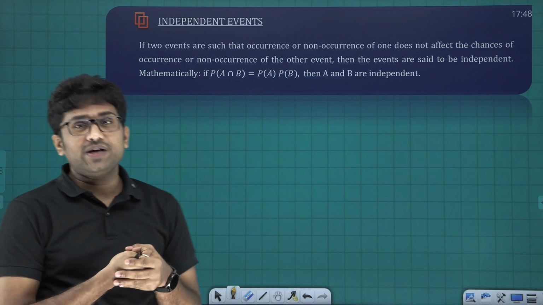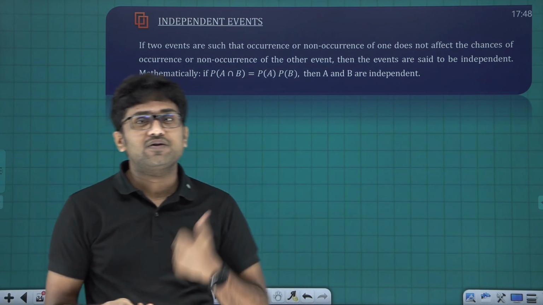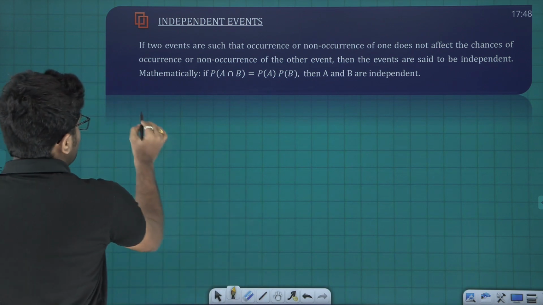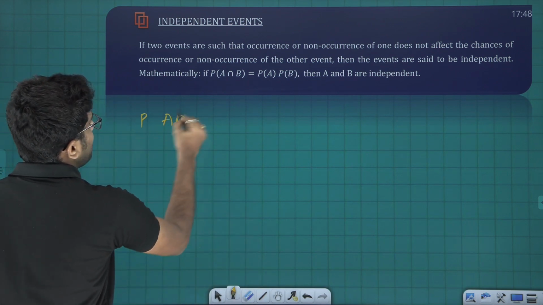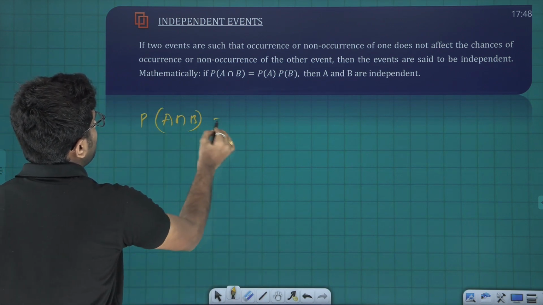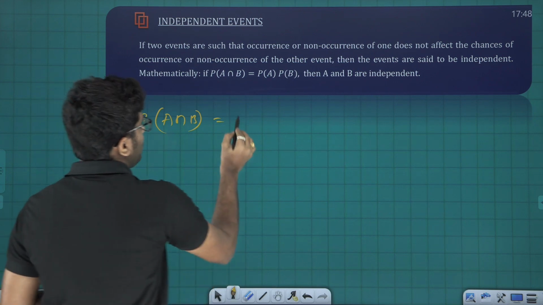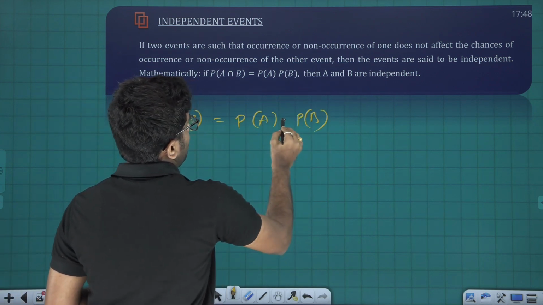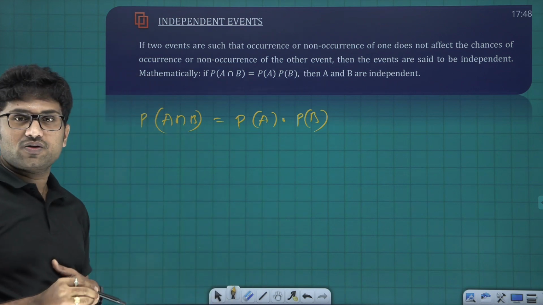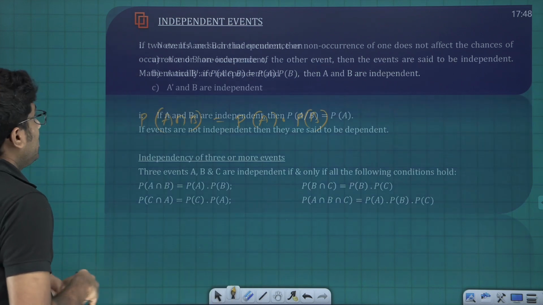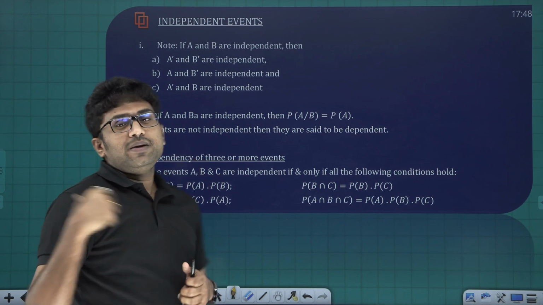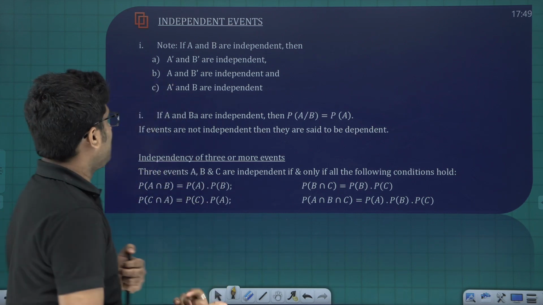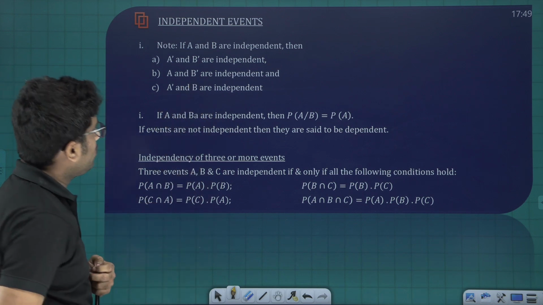Next, independent events. Two events are said to be independent if occurrence or non-occurrence of one event won't affect the occurrence or non-occurrence of the other event. Very simple. If A and B are any two independent events, then P of A intersection B is equal to P of A into P of B. Next, if A and B are independent, then A complement and B are independent, A and B complement are independent, A complement and B complement are also independent.